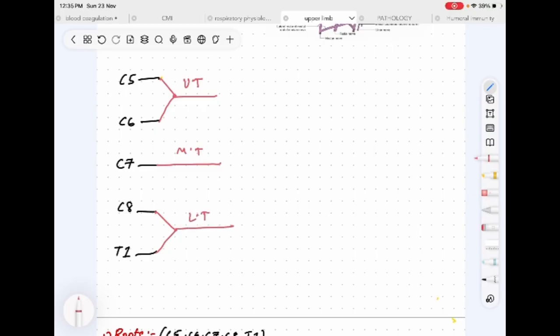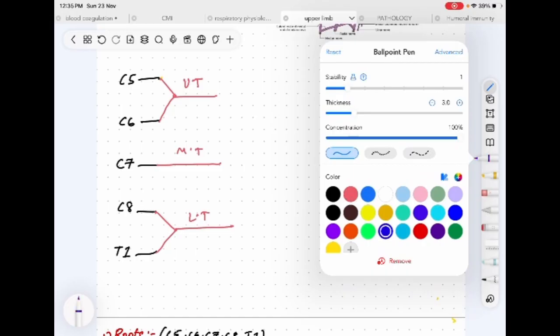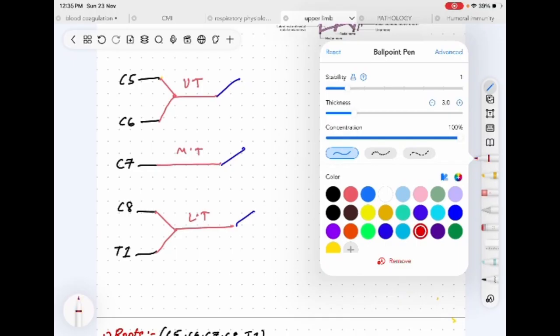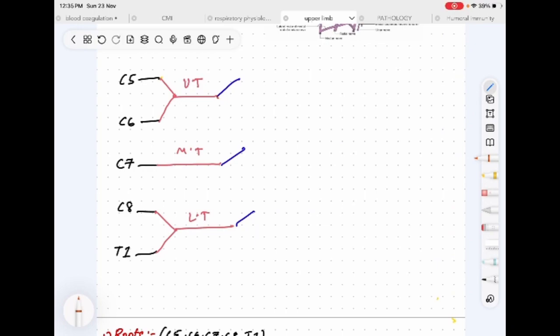As we have discussed earlier, trunks have divisions. They have two divisions, anterior division and posterior division. Upper trunk has an anterior division, middle trunk has an anterior division, and lower trunk also has an anterior division. In a similar way, all these three have posterior divisions also. Now let us draw the posterior divisions. So these are the posterior divisions of the trunks.